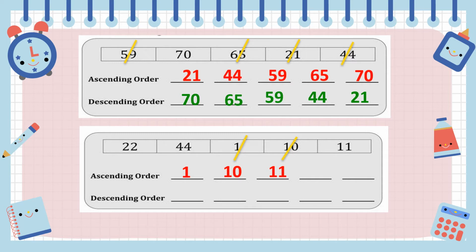Then 11. Then I have here 22 and 44. Which one is the smallest? Yes, 22. Write it and cross. So the last number is 44. Now we are going to arrange in descending order. Descending order is from greatest number to the smallest number. Which number is the greatest here? Yes, sure, 44, then 22, then 11, then 10, and the last one is 1.